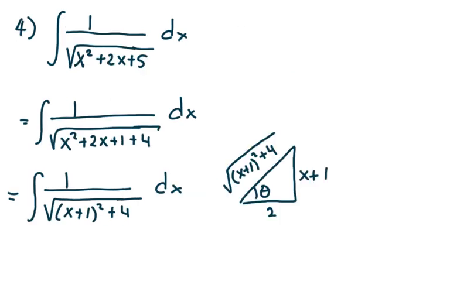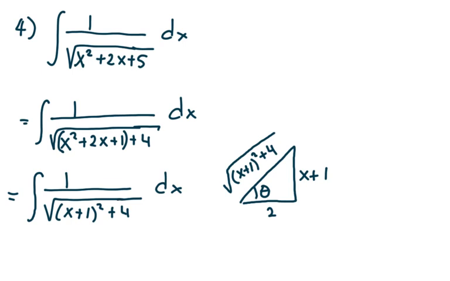So, in example 4, we have the integral of 1 over the square root of x squared plus 2x plus 5 dx. But I'm going to rewrite 5 as 1 plus 4. That's legal. And so we get the integral of 1 over the square root of x squared plus 2x plus 1 plus 4. And if I group off these first three terms, that's a perfect square. And so I could write this as the integral of 1 over the square root of x plus 1 squared plus 4 dx.